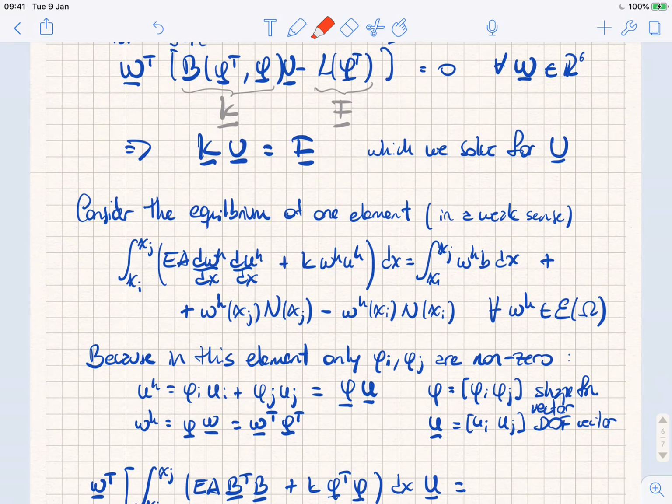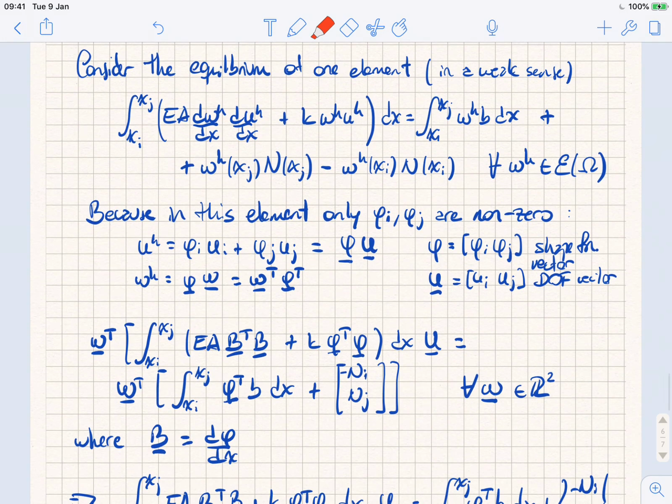So what you have on the left here is your stiffness matrix. On the right you have your force vector, and then we have to solve the system for U. And of course, just after the assembly, you cannot solve the system, but you have to apply what? Boundary conditions.